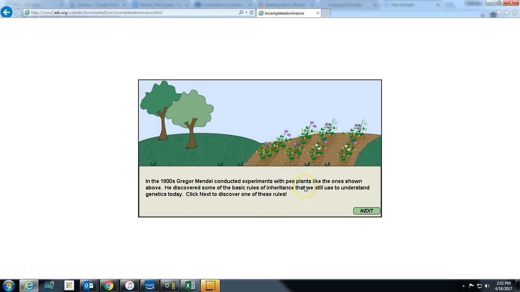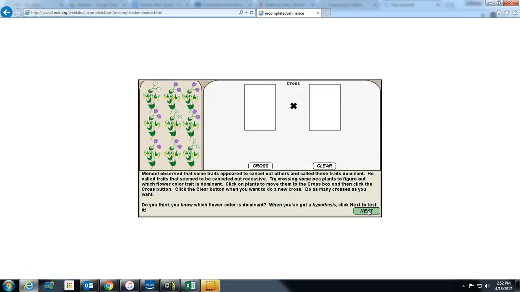So the first one is going to the incomplete dominance game or tutorial, and as I go through this, I'm going to read it to you so I can know my pacing. So it says, in the 1800s, Gregor Mendel conducted experiments with pea plants like the ones shown above. He discovered some of the basic rules of inheritance that we still use to understand genetics today. Mendel observed that some traits appeared to cancel out others and called these traits dominant. He called traits that seemed to be canceled out recessive. Try crossing some pea plants to figure out which flower color trait is dominant.